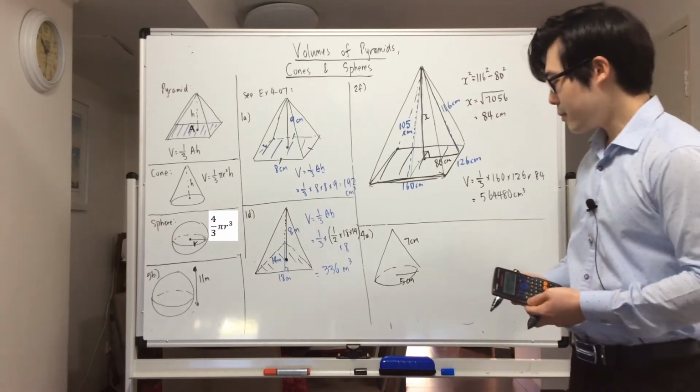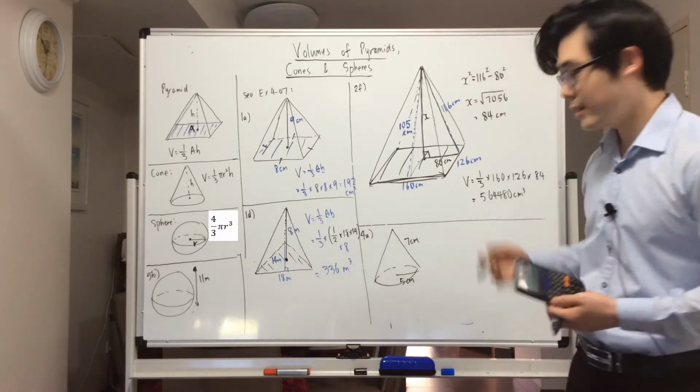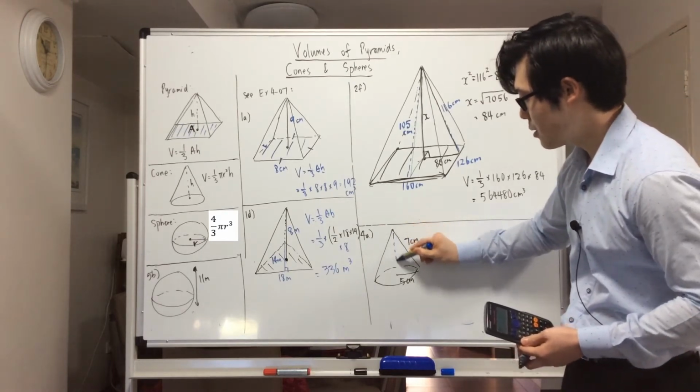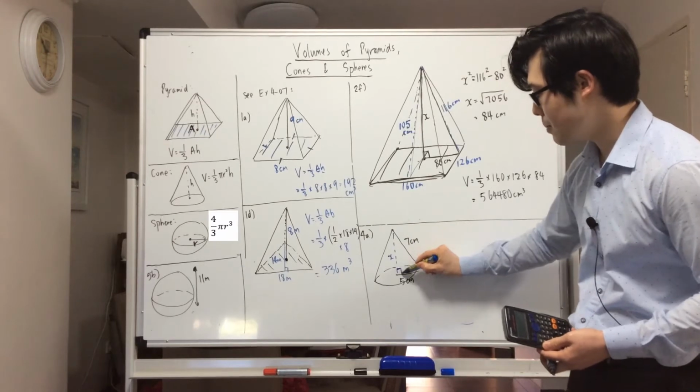All right, let's have a look at this problem here. Same thing, find the volume of this cone, but once again, the perpendicular height in the middle is not given, so let's call that x and find it. So it's the same thing as what I've done here.